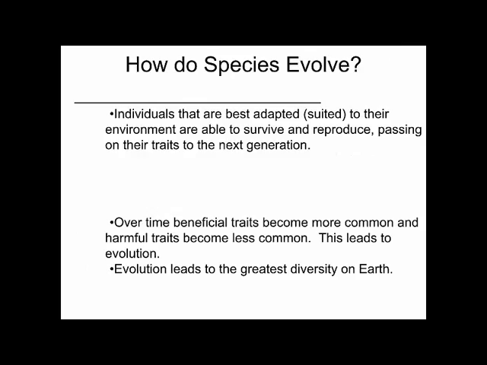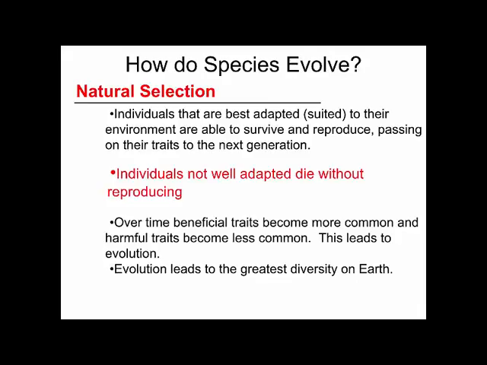So, how does this happen? We're going to talk about the steps. First, this concept is natural selection. Nature selects which organisms survive and which cannot survive. Any individual that's well suited to its environment, that has some good traits that are helpful, will be able to survive, reproduce, and then pass on its genes to the next generation.